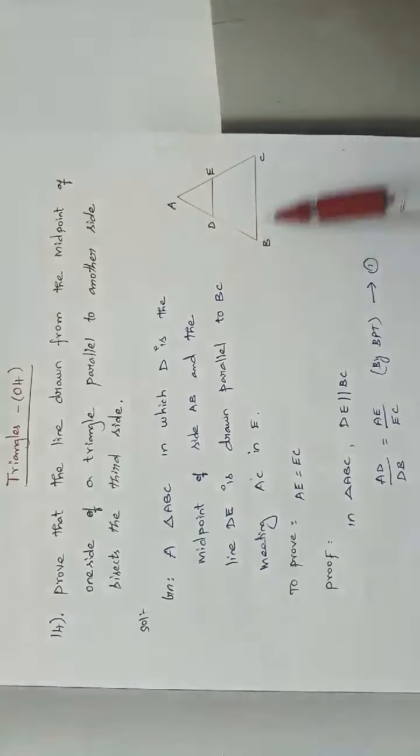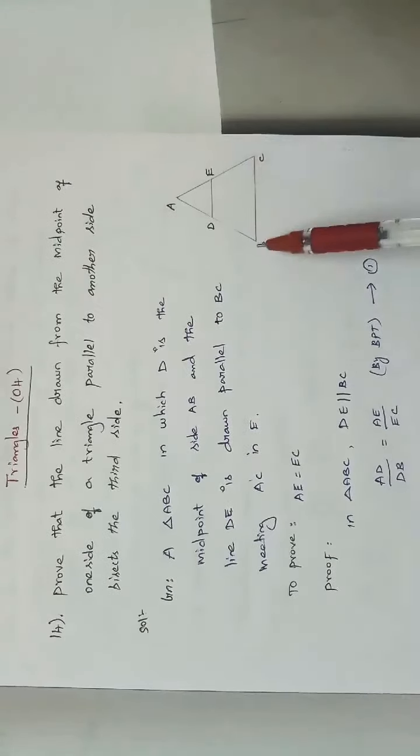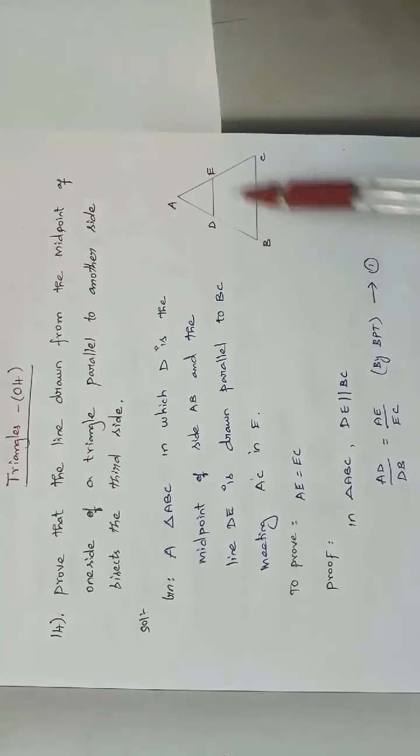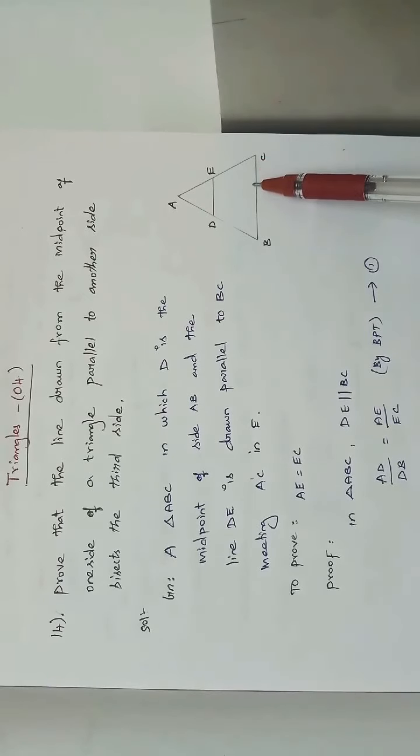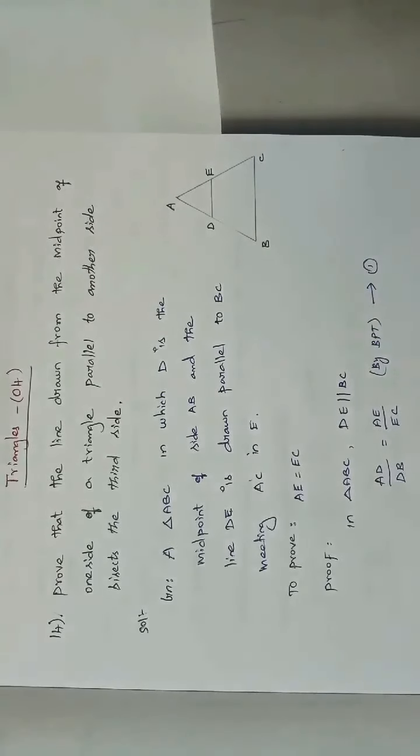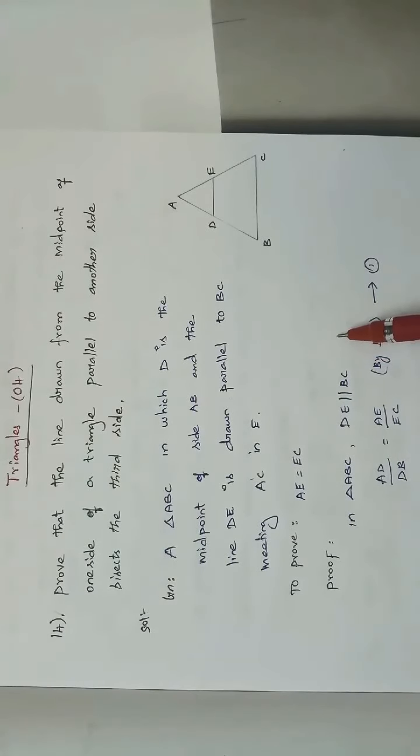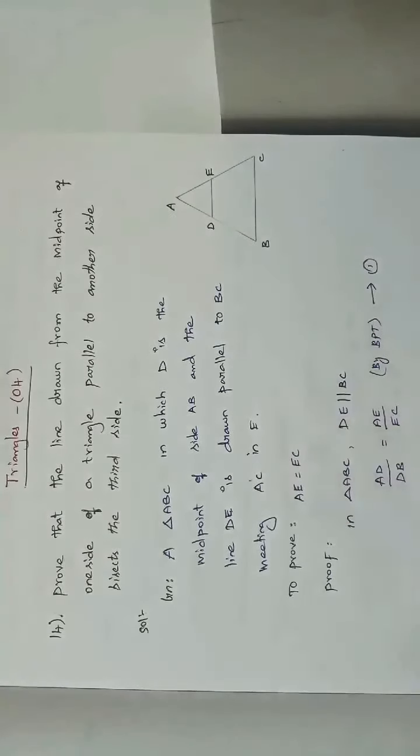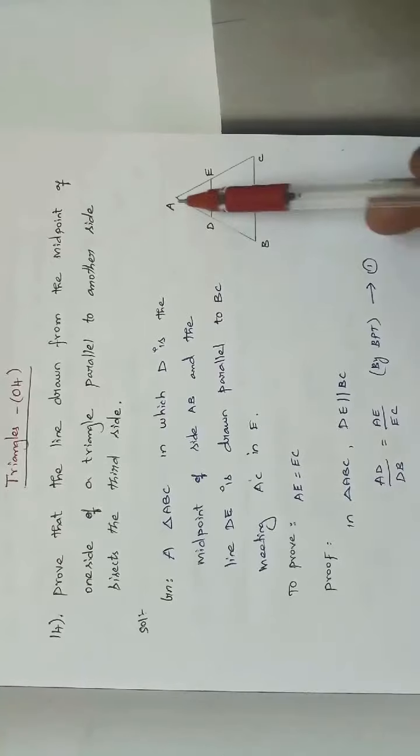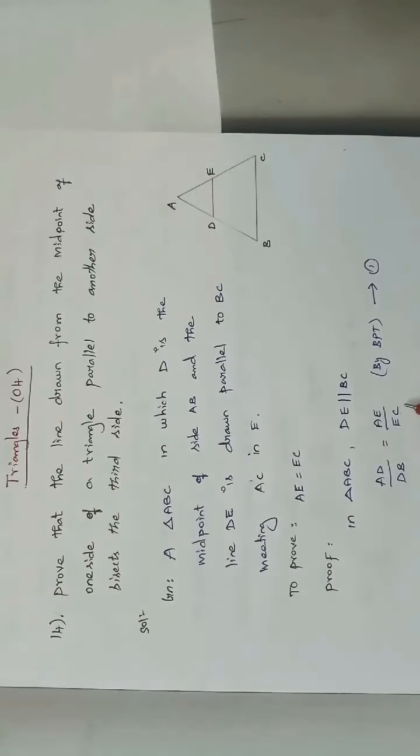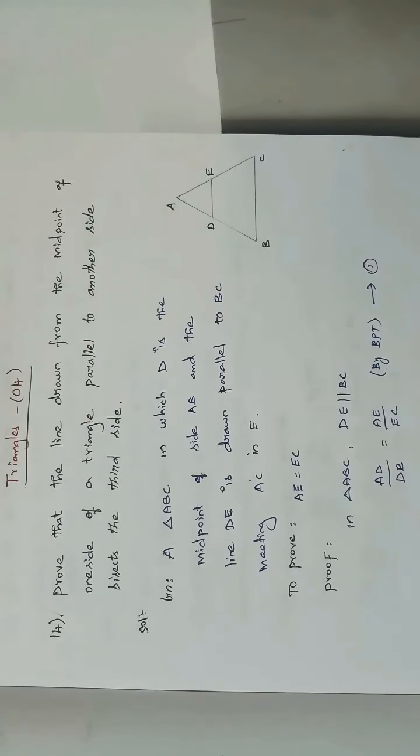In triangle ABC, DE is parallel to BC. Then by BPT, AD by DB is equal to AE by EC. By the statement of BPT, if we draw a line parallel to one side of a triangle, then the remaining two sides will be divided in the same ratio, or proportionally. The same thing: in triangle ABC, DE is parallel to BC, then AD divided by DB is equal to AE divided by EC by BPT. Take it as equation number 1.